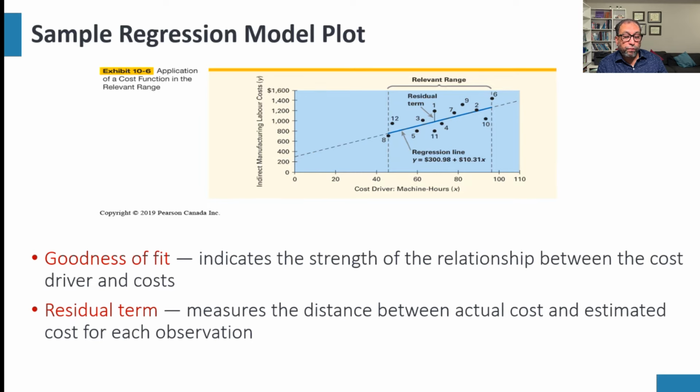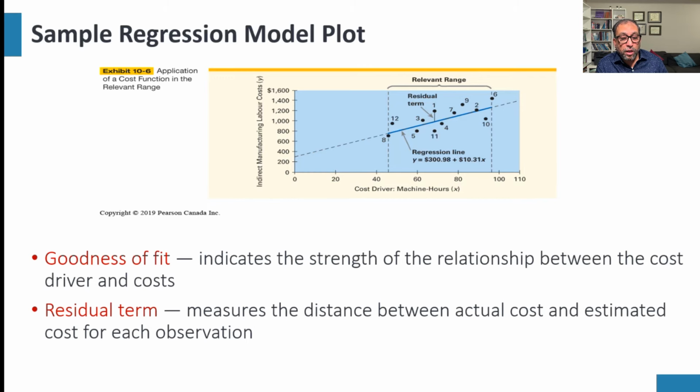So this is what we call goodness of fit, which indicates the strength of the relationship between the cost drivers and cost. If we also get the R value here, that's going to give us the goodness of fit. Residual terms measure the distance between the actual cost and the estimated cost for an observation. And we see that the relationship we are getting here is 398 plus 10.31x. So y is equal to this. We can write this regression in this way. And you see it's very similar to the other method, the low and high method, high and low method.